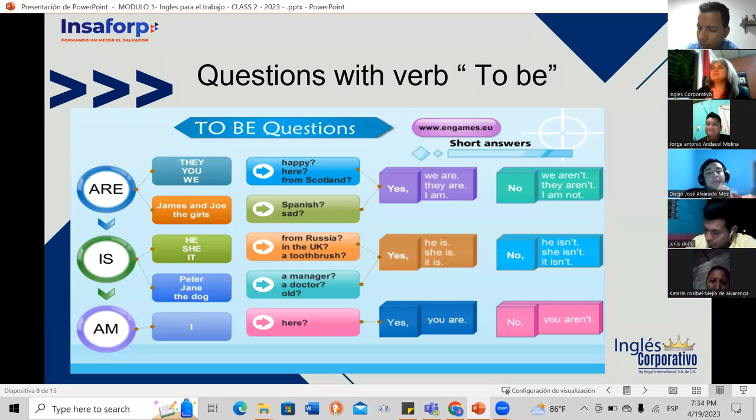Profe, la última donde dice I am here, ¿es una pregunta o está haciendo una confirmación de que está en el lugar? Es una pregunta. Es, am I here? Me estoy preguntando si yo estoy aquí. Okay. Por eso aquí el am va al inicio, porque es pregunta. Siempre que inicia con el verbo to be, sería pregunta. Y aquí tiene un signo de pregunta. Gracias. Ok. ¿Alguien más?